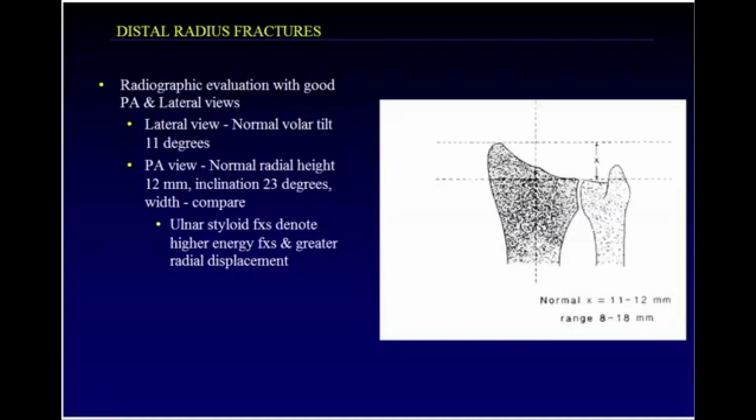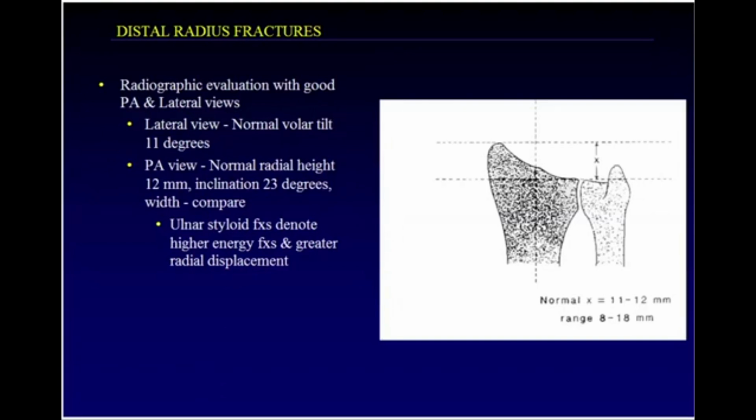The radiographic evaluation of the distal radius should consist of good PA and lateral views. Remember your normal anatomical features. On the lateral view, the normal volar tilt of the distal radius is 11 degrees. So volar tilt, or apex dorsal angulation, of the distal radius is 11 degrees. On your PA view, the normal radial height is 12 millimeters.